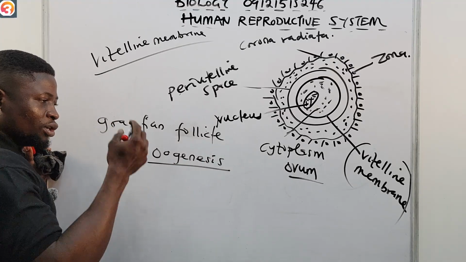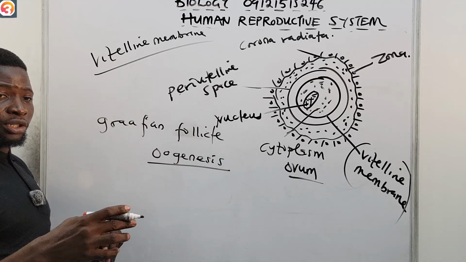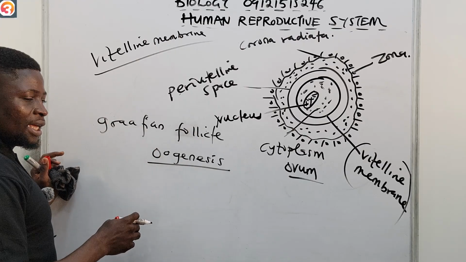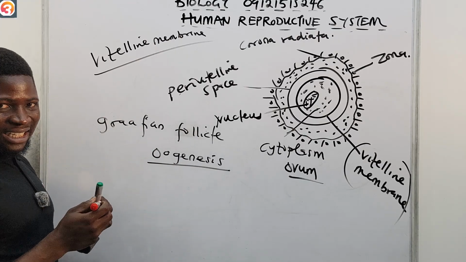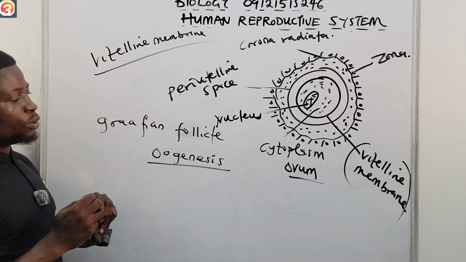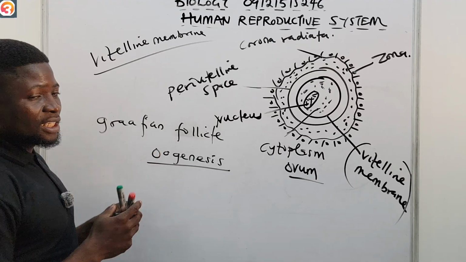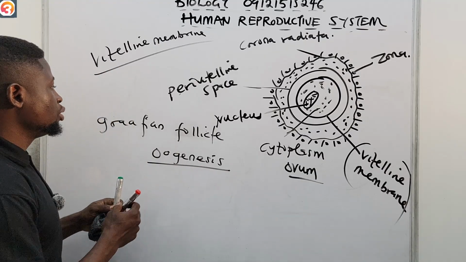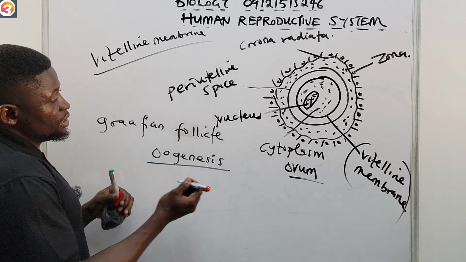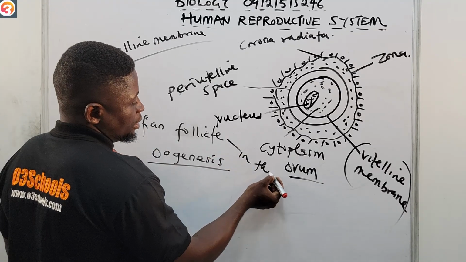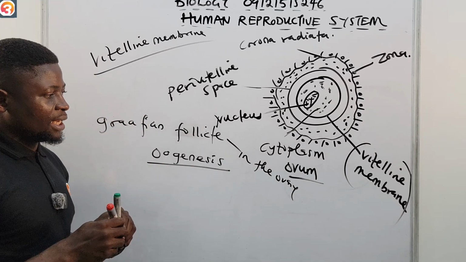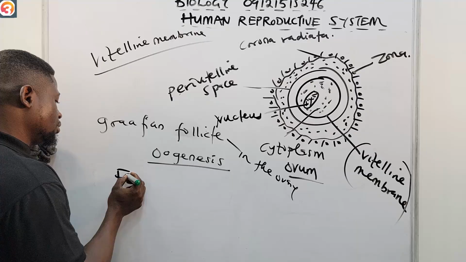The process for the production of gametes is called gametogenesis, but the production of ovum is what? Oogenesis. Please take note of that. So this is the ovum in short. The ovum is produced in the Graafian follicle, which is in the ovary, in a process known as what? Oogenesis.